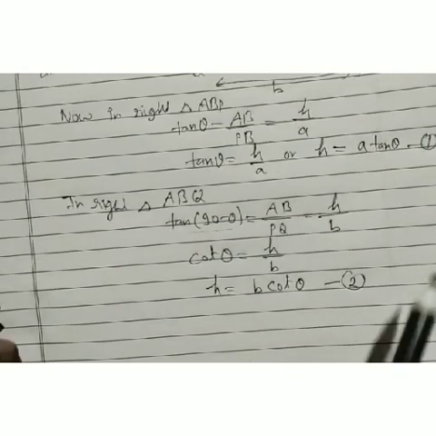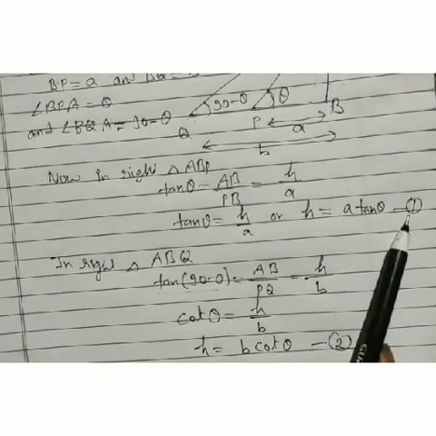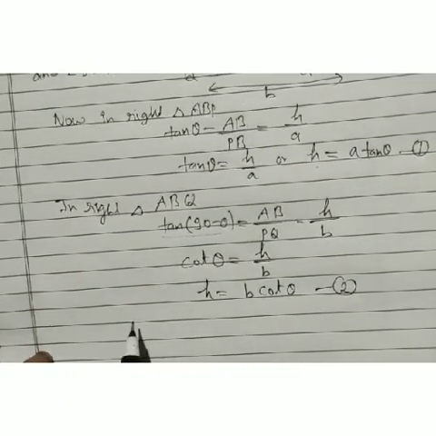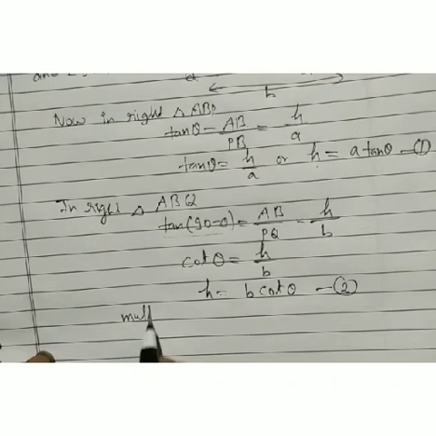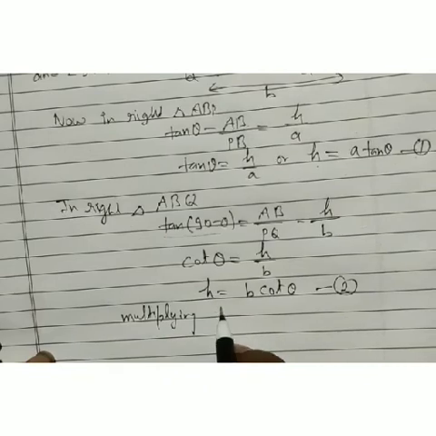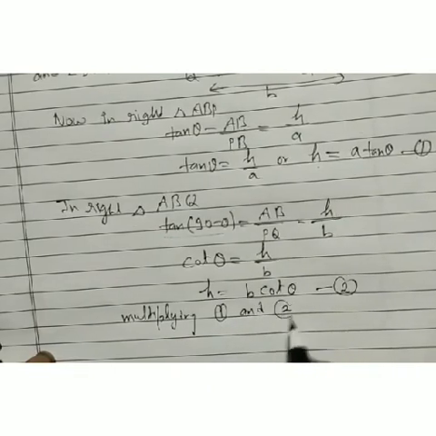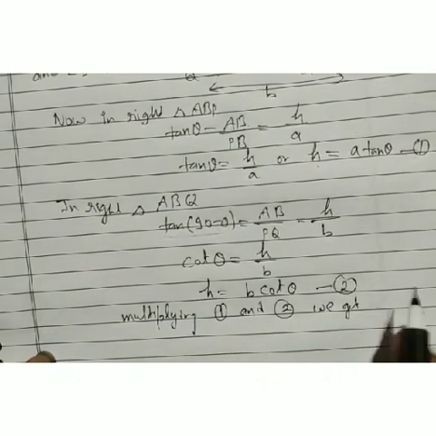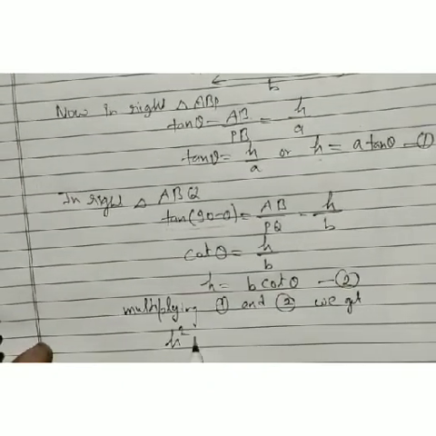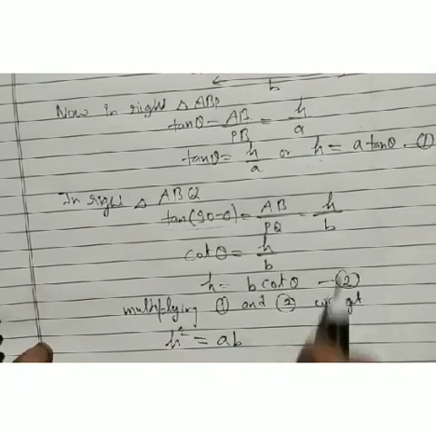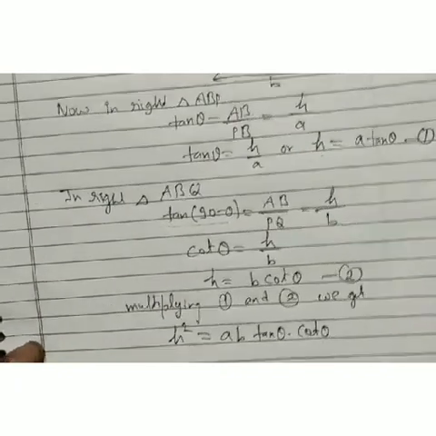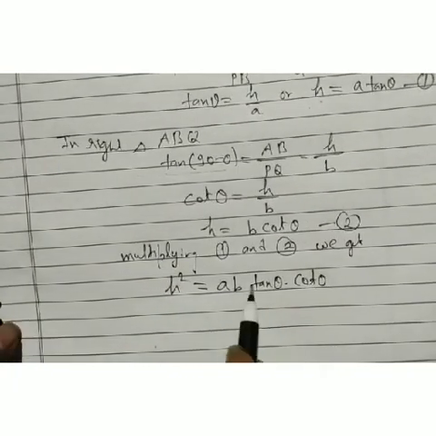Now we have two equations. In equation 1, we have H equal to A tan θ, and we have H equal to B cot θ. Now we are going to multiply 1 and 2. Look what we get: H into H, we get H square on our left hand side, and A into B tan θ into cot θ. So H square equal to AB tan θ into cot θ.